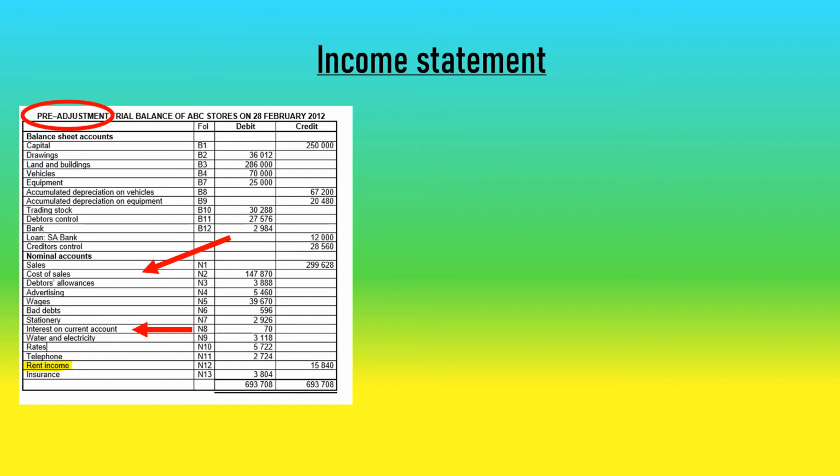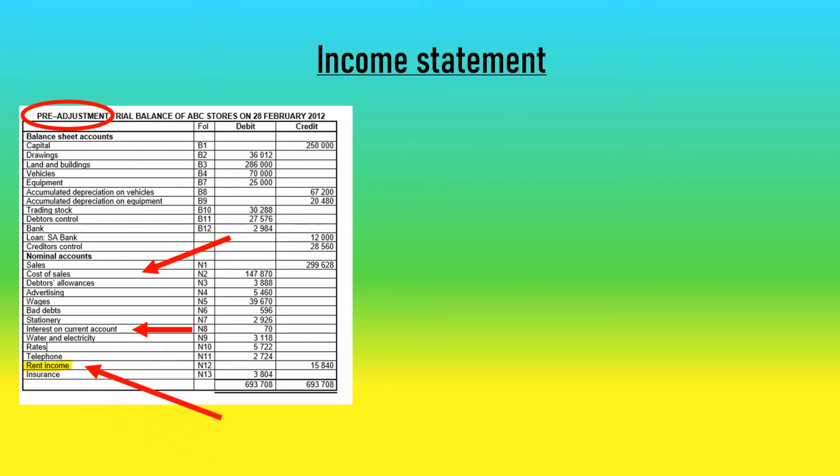Also take note of interest on current account. Sometimes you have a line like this. It says interest on current account. You don't know if this is an income or an expense, and you would only know that because this goes into the debit column. Because it goes in the debit column, it is an expense. So this will be interest expense.